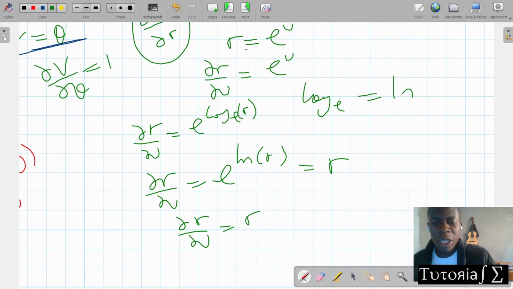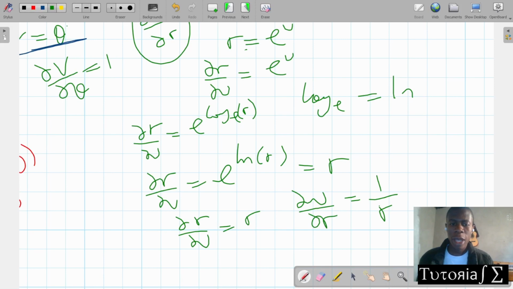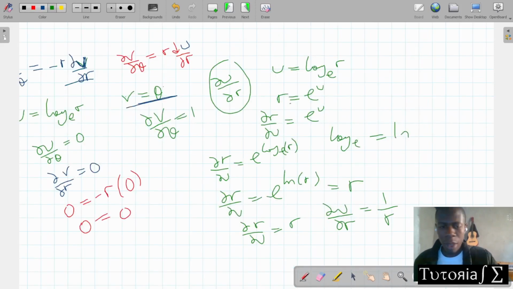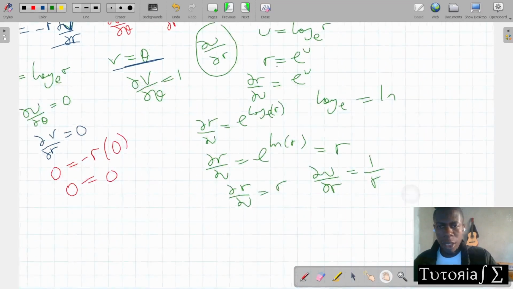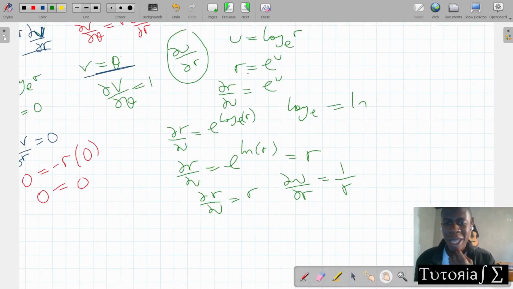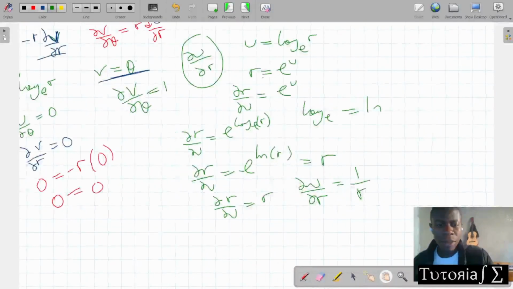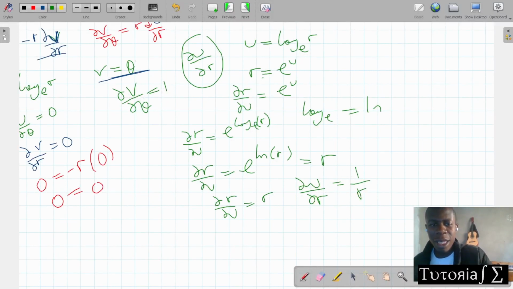Now we are looking for du/dr, so du/dr will just be the inverse of this, which is 1 over r. So that is what will be there. This is our du/dr, and this is our dv/dθ.